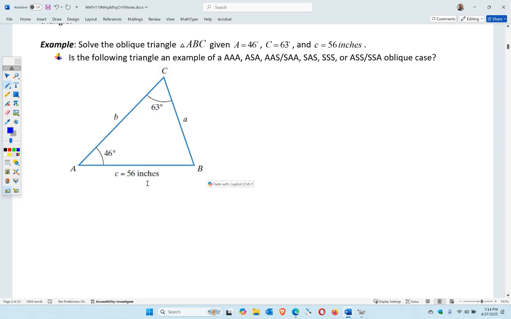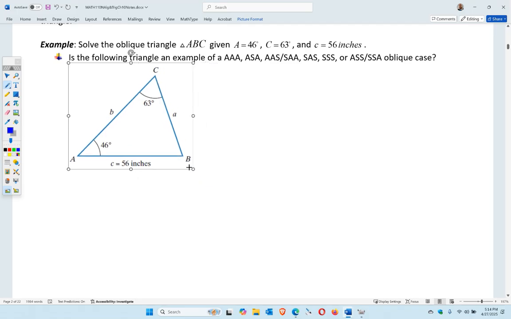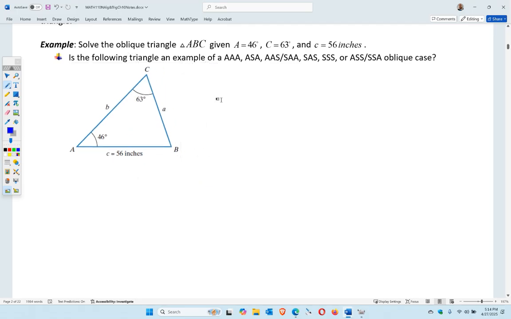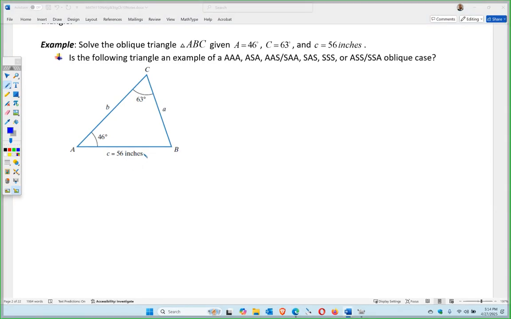And you can mix it up, you can turn this around basically. It doesn't have to be any particular orientation. Okay, so the question is, what case do I have here? Well, this is a side, angle, or angle, side. That's what we have essentially.